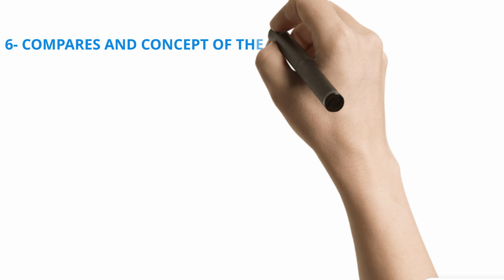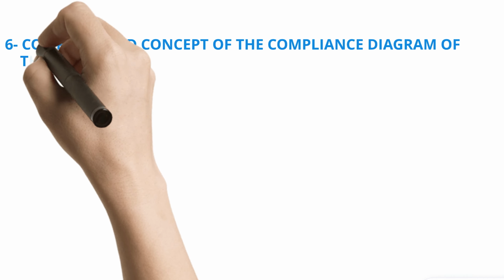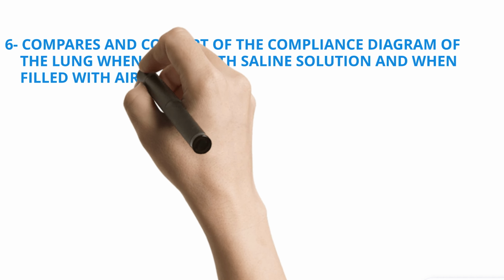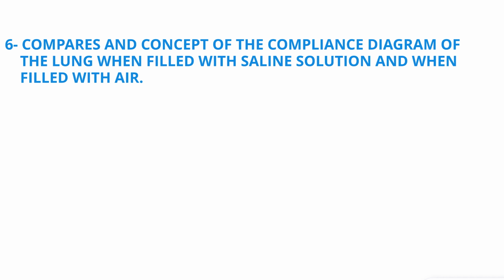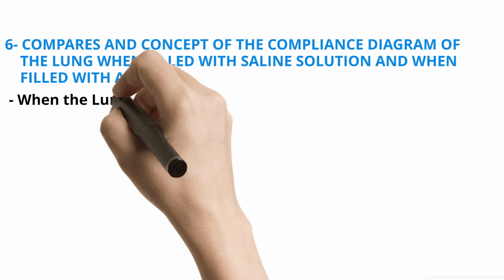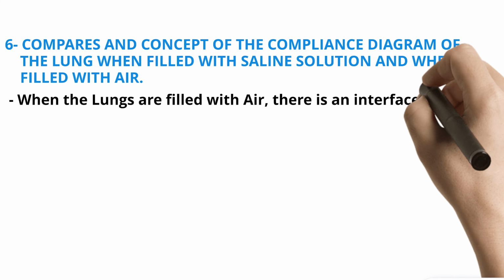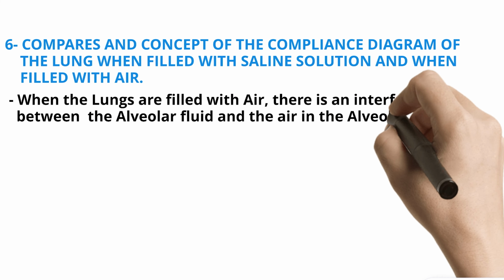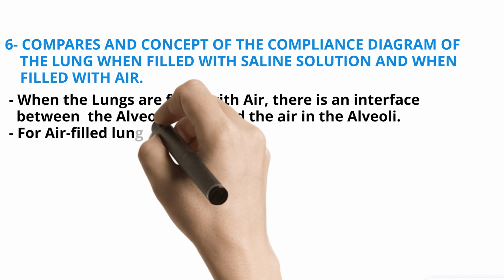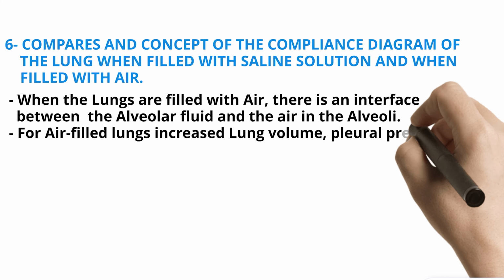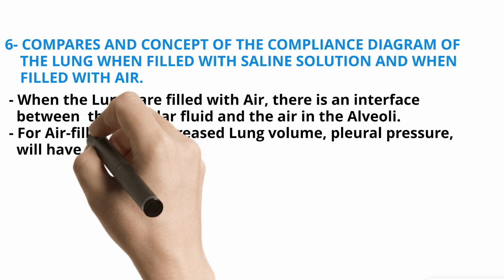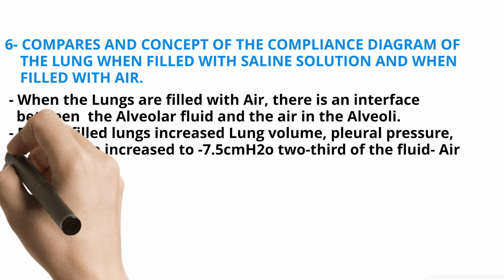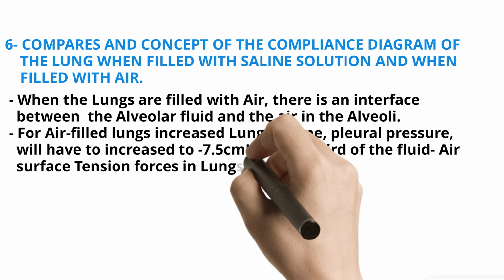6. Compare and explain the concept of the compliance diagram of the lung when filled with saline solution and when filled with air. When the lungs are filled with air, there is an interface between the alveolar fluid and the air in the alveoli. For air-filled lungs, to increase lung volume, pleural pressure will have to increase to minus 7.5 centimeter water, due to 2/3 of the fluid-air surface tension forces in lungs.